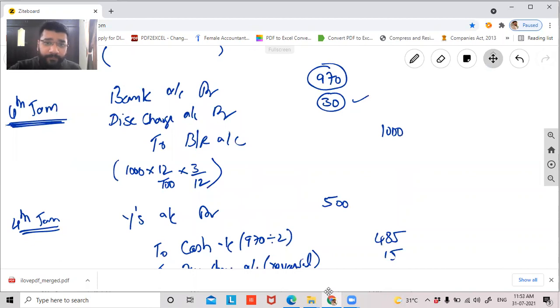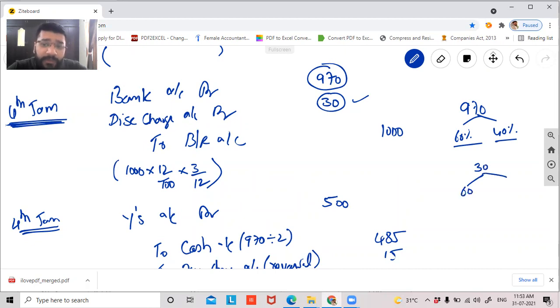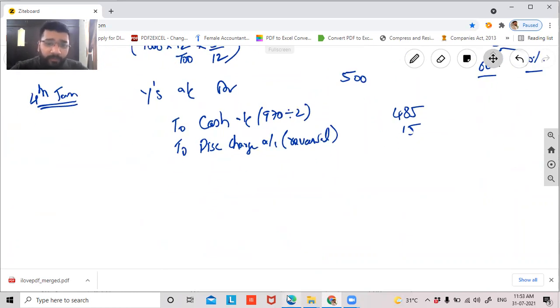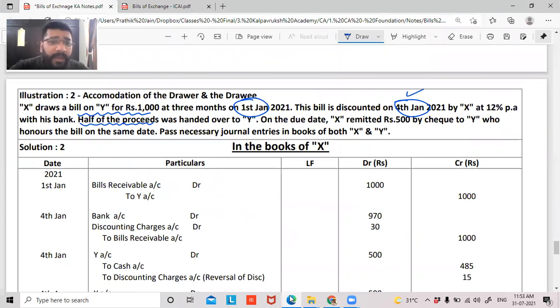Sir, in case the question mentioned that X 60%, Y 40%, very simple. In that case, the 970, if X is enjoying 60% and Y is enjoying 40%, so proportionately you will carry the amount. And similarly, the 30 rupees you will also split in 60 and 40 ratio. Very simple logic. In the ratio in which the benefit is enjoyed, in the same way the expenses will also be suffered. Okay, sir. Are you clear with this now? Very good.